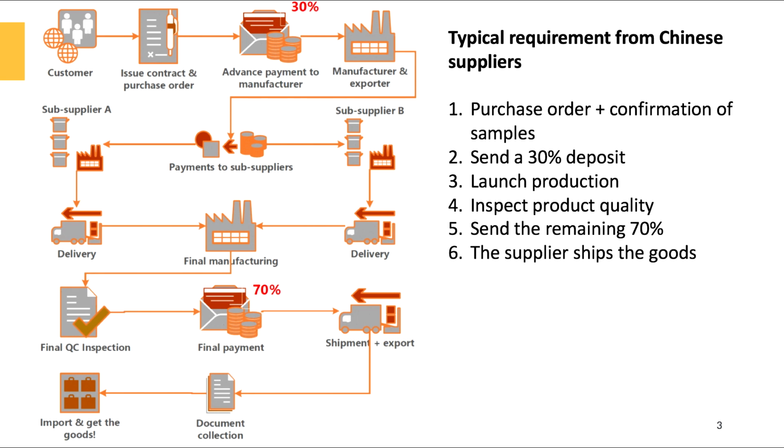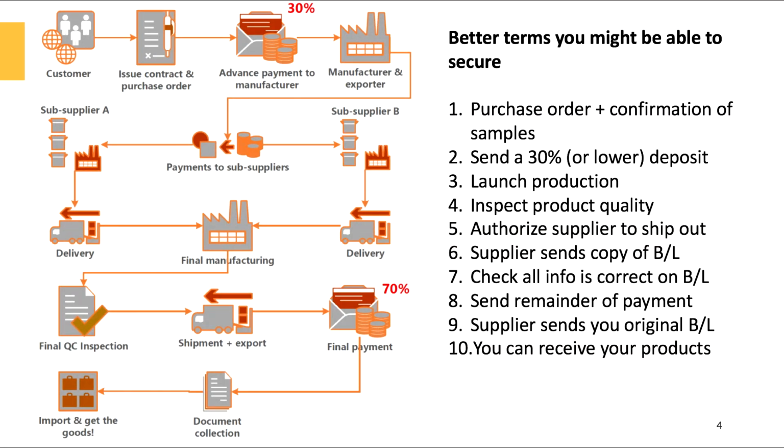Now let's look at another setup that you might be able to negotiate and get them to agree on. Now, what are the differences? Okay, the start is the same. Here again, you might be able to negotiate a slightly lower deposit. Then the manufacturer would order the components from this sub-supplier, they will deliver, manufacturing takes place. Still highly advised to do a final inspection, and then they will ship.